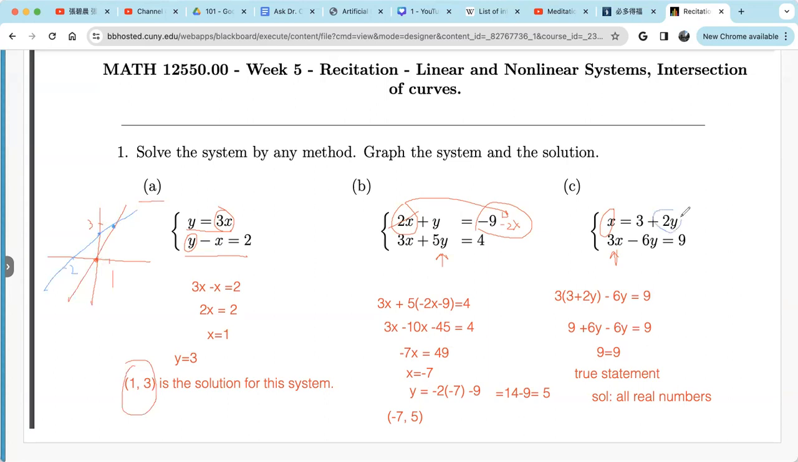If we move 2y to this side, we have x minus 2y equals 3. Right, for the second equation, we can divide by 3. If we divide by 3, we get x minus 2y equals 3. So the two equations are exactly the same. So we're thinking the two lines overlapping with each other on every real number. So on every real number, the two lines intersect. So that's why the solutions are real numbers.